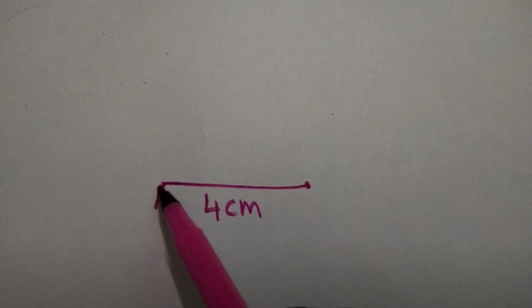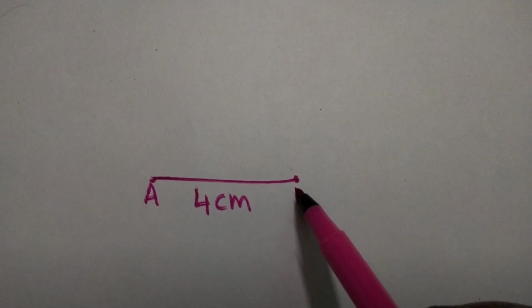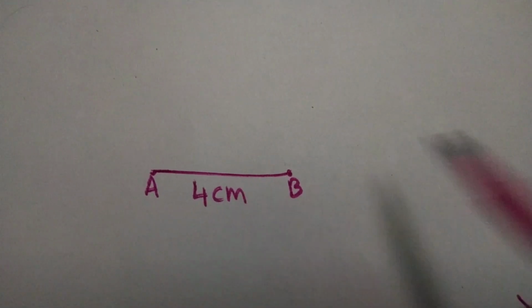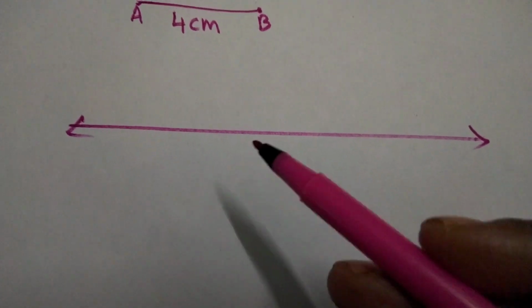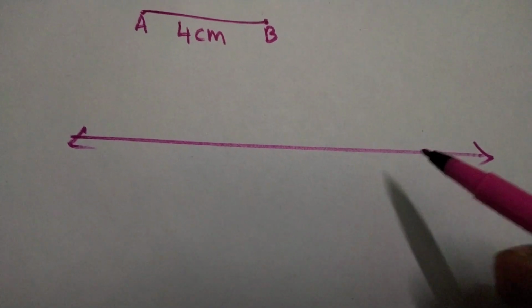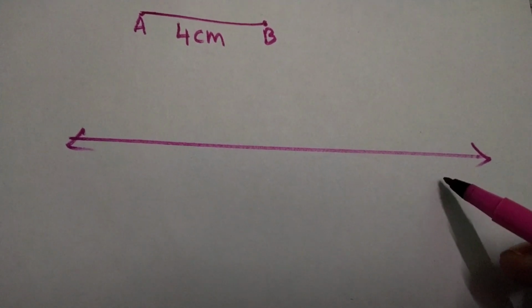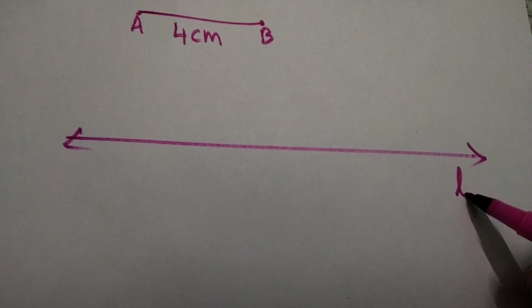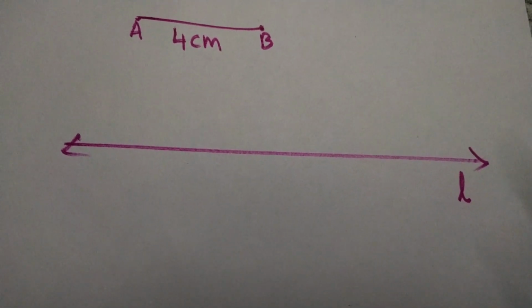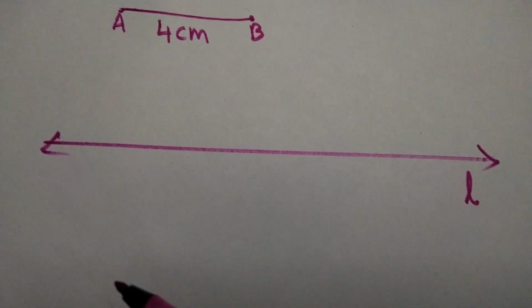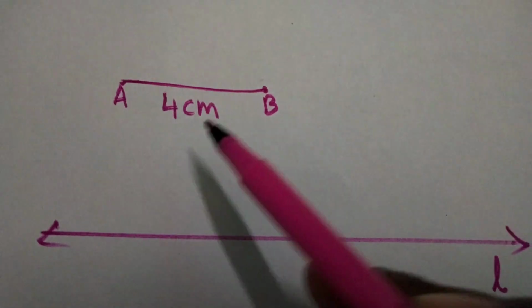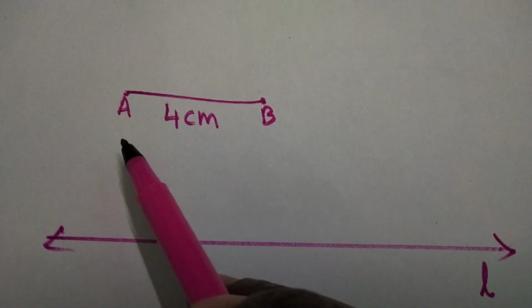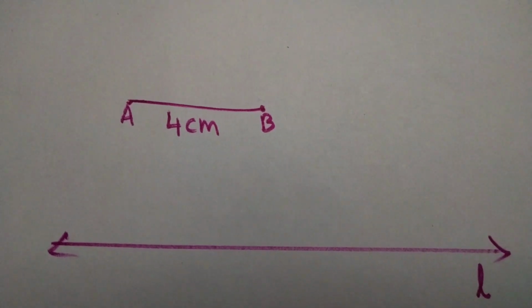So this point A and point B becomes line segment. For this, there's no measurement, but how can we call this line? Maybe L or M, anything. So line means it is extendable and line segment means it is measurable. So there should be a starting point and end point.